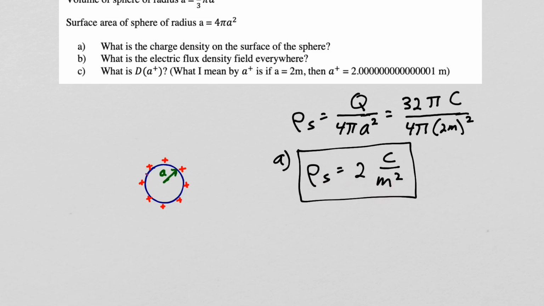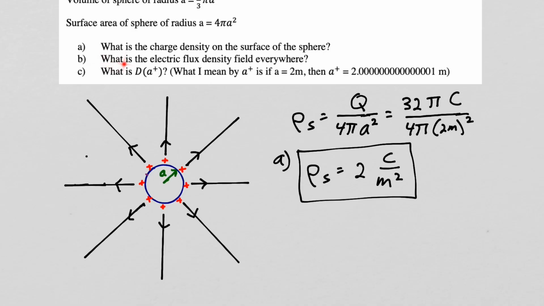In part B, we're asked to find the electric flux density field everywhere. Since the sphere is conducting, there is no electric field intensity and hence no electric flux density field inside the sphere. So for r less than 2 meters, there is no electric flux density field.